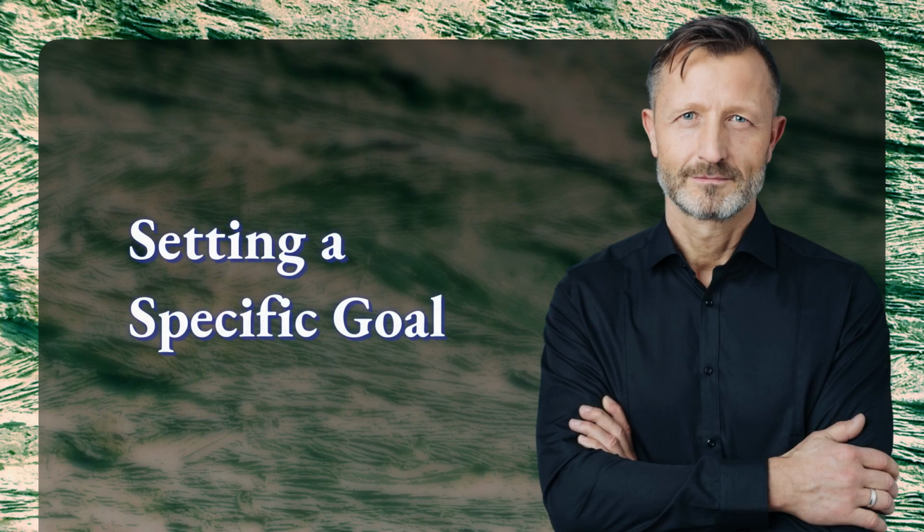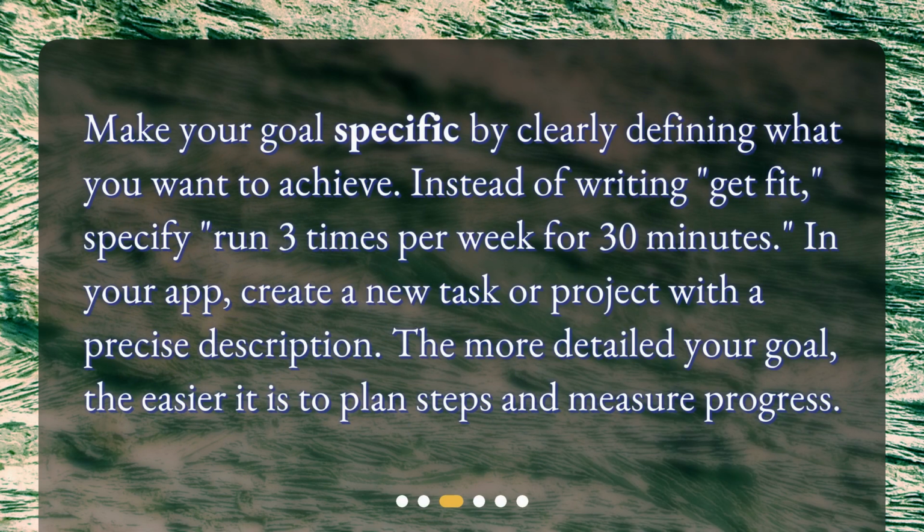Setting a specific goal. Make your goals specific by clearly defining what you want to achieve. Instead of writing "get fit," specify "run 3 times per week for 30 minutes." In your app, create a new task or project with a precise description. The more detailed your goal, the easier it is to plan steps and measure progress.